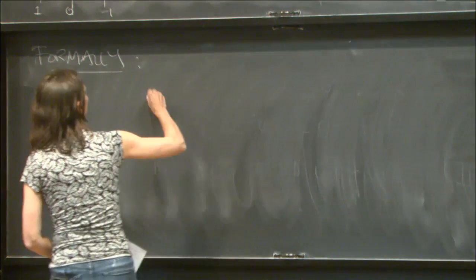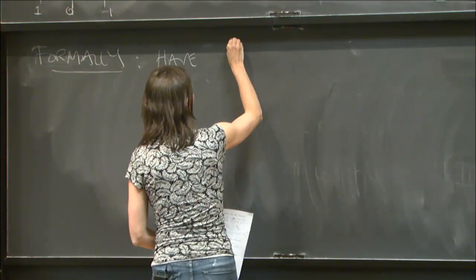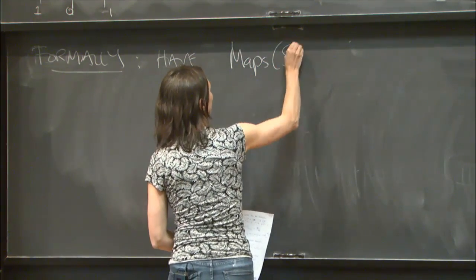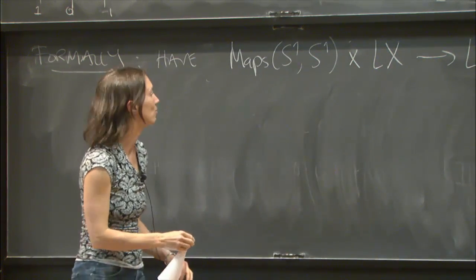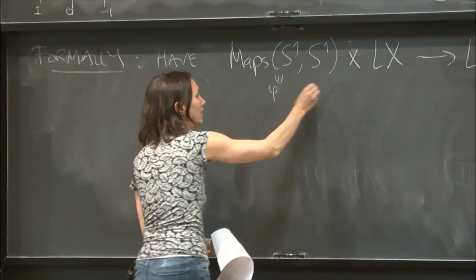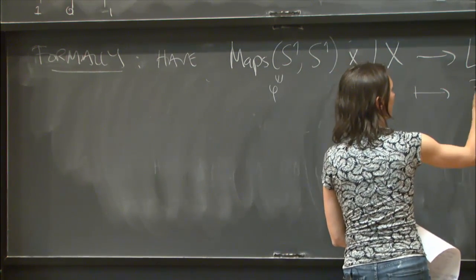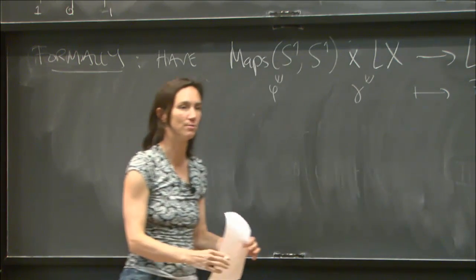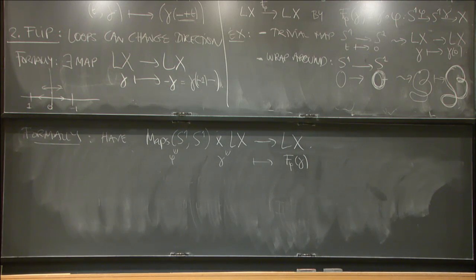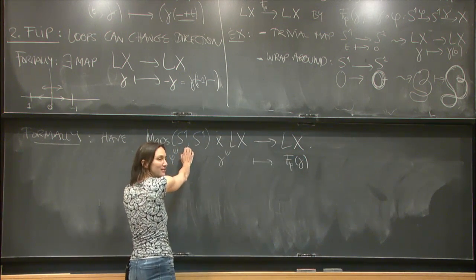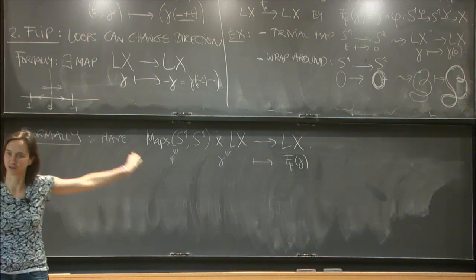Let me write this too. We have maps S1 cross LX to LX. Whenever I have a little phi here and a little gamma here, I get phi of gamma, in this notation. So this is a map from this space cross that space to that space. Then we could ask what the interesting things in there are. What I've been doing is all the things that come from S1. By definition, everything that comes from precomposing with S1 is there.